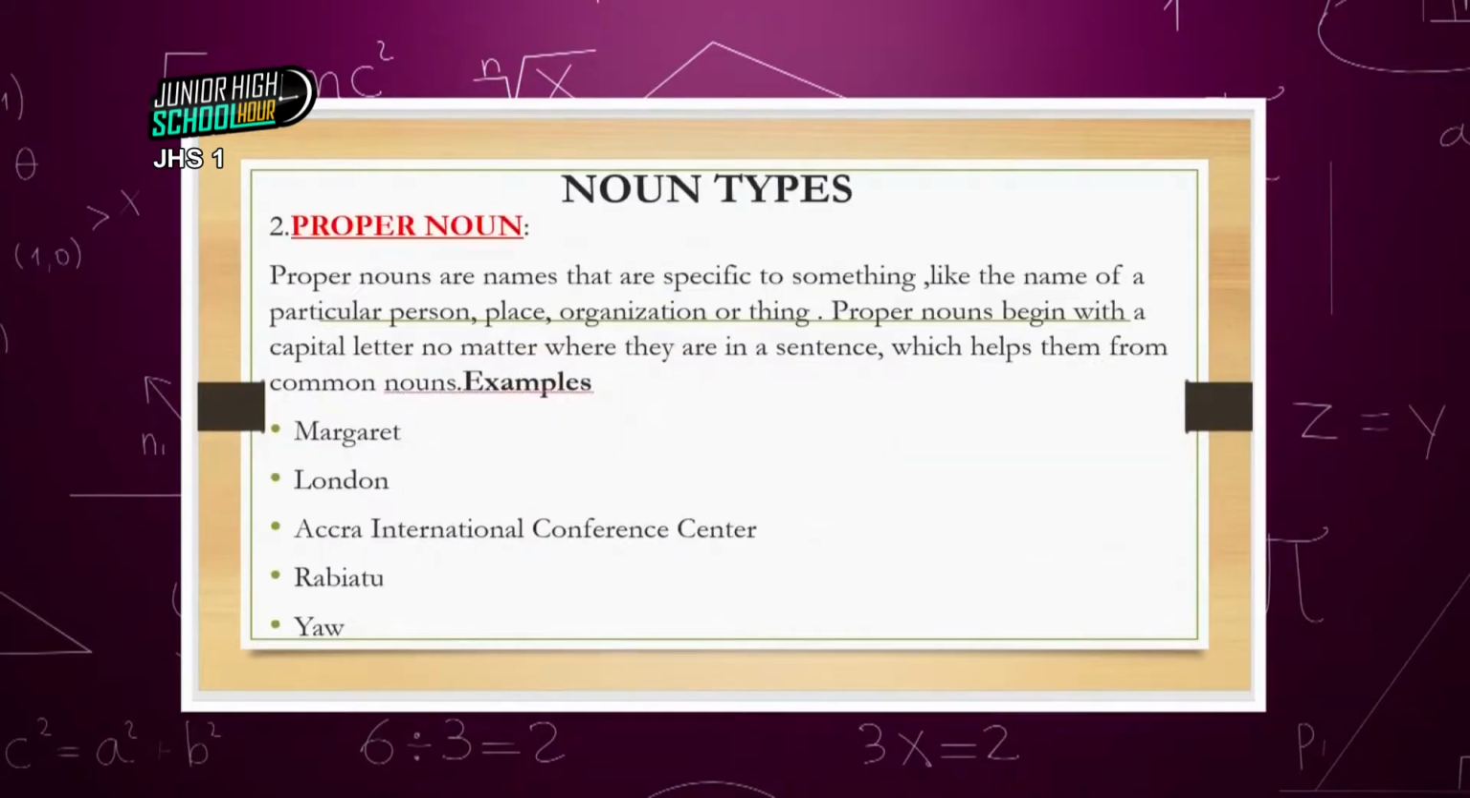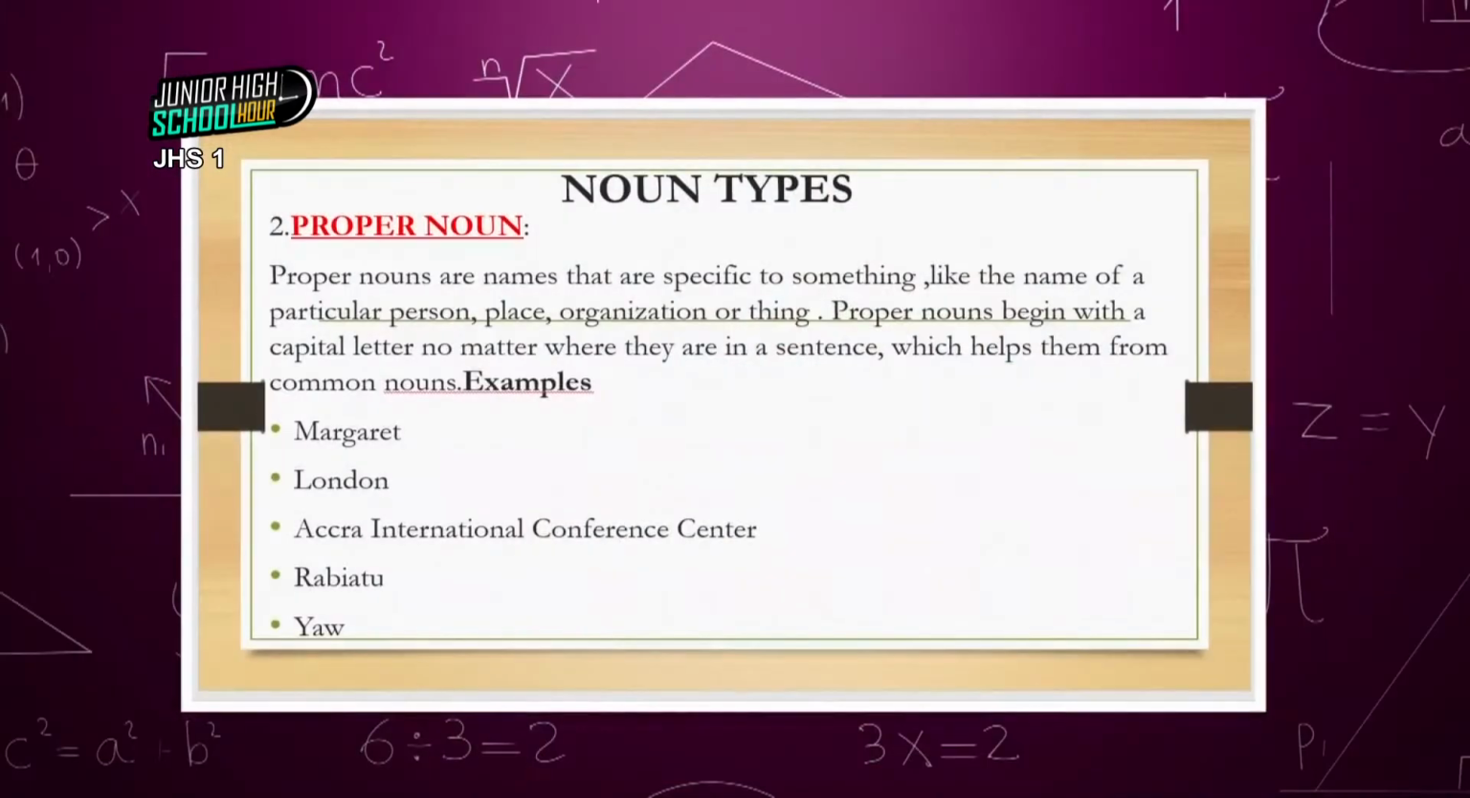Then we moved on to the second one, proper nouns. Proper nouns are names that are specific to something, like the name of a particular person, place, organization, or thing. Proper nouns begin with capital letters, wherever they are in a sentence. Examples: Margaret, London, Accra International Conference Center, Rabiatu, Yao. I asked you to add more, and I know you did.